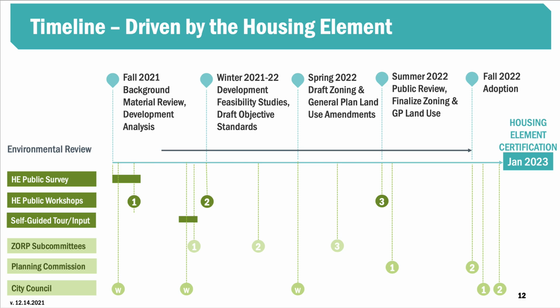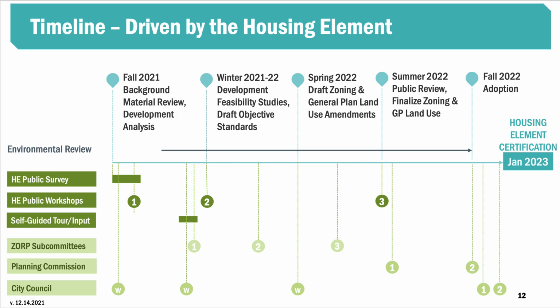The schedule to prepare the new objective standards is driven by the housing element update schedule. State law requires the city to adopt the updated housing element by January 2023. In the fall of 2021, we will review background information and analyze recent development projects. The city is conducting a public survey and will hold a public workshop for the housing element update during this initial task.